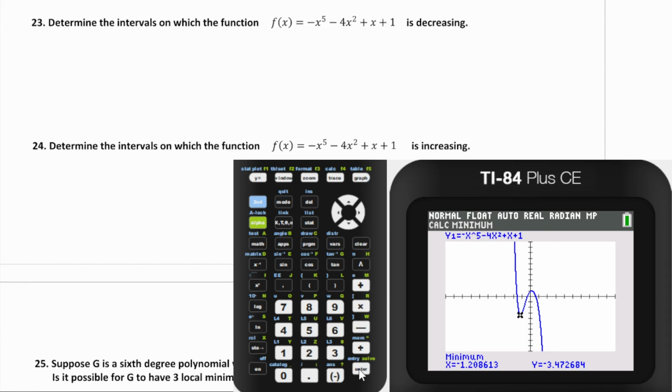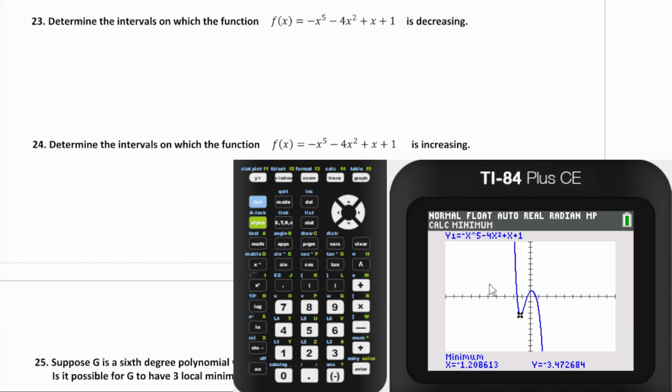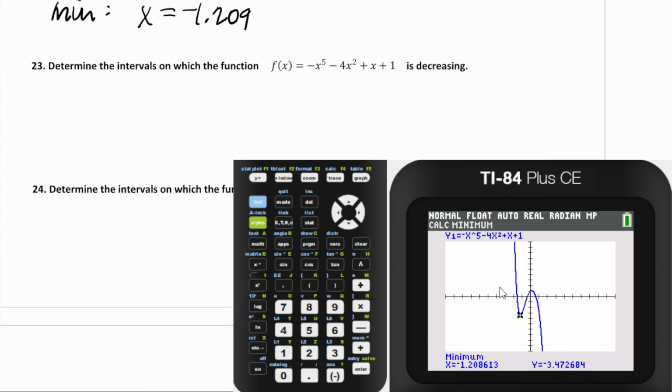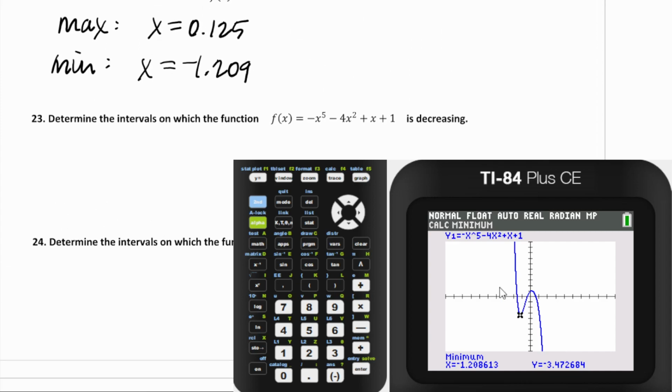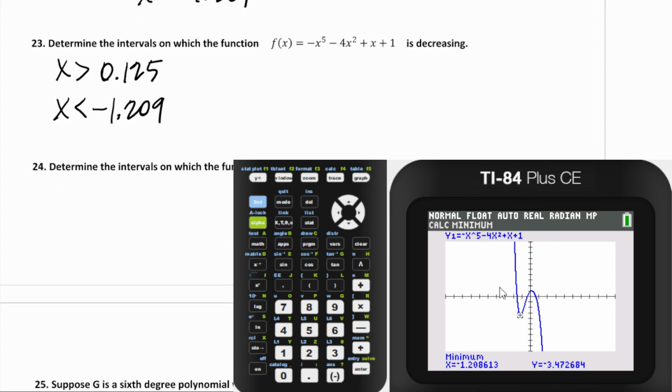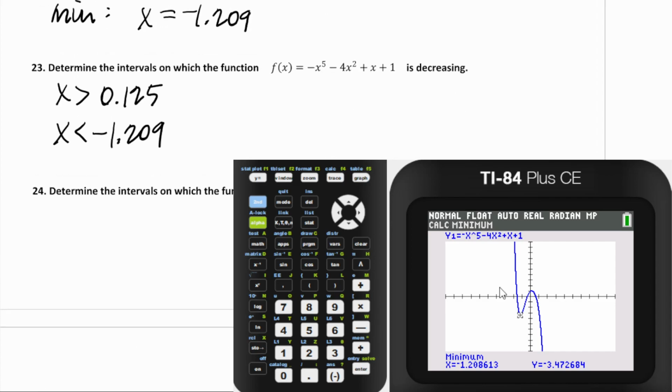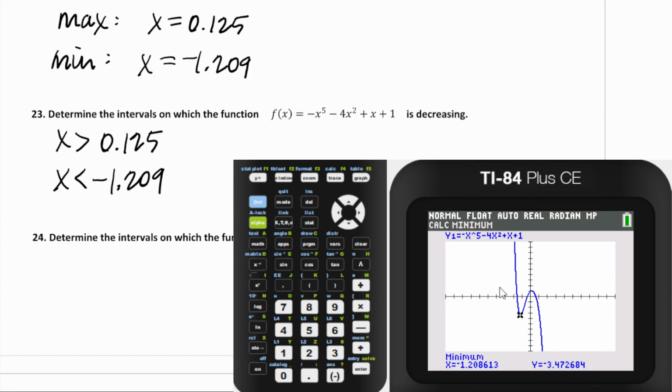Intervals on which the function's decreasing. Okay, well, that's going to be after the maximum and before the minimum, so I could probably use those numbers, right? So after the maximum, so when x is greater than 0.125, and before the minimum, which is x is less than negative 1.209, okay, that's when the function is going to be decreasing. Okay, and the intervals on which it's increasing would be between the minimum and the maximum, so negative 1.209 less than x less than 0.125.